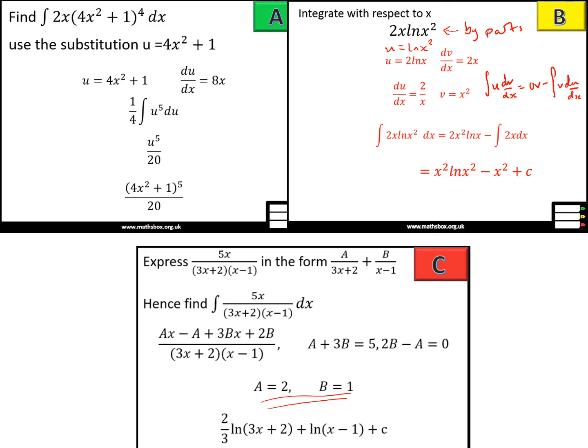So you get 2 over 3x plus 2 plus 1 over x minus 1. Now if you integrate this, the bottom doesn't have an overall power, so it becomes natural log. The 2 stays at the front and you divide by its differential of 3. Same idea for this, doesn't have an overall power on the bottom, so you have a natural log, divide by the differential of the brackets, which is 1, so you just get natural log of x minus 1. Then remember you're integrating, so you need to put the plus c on the end.